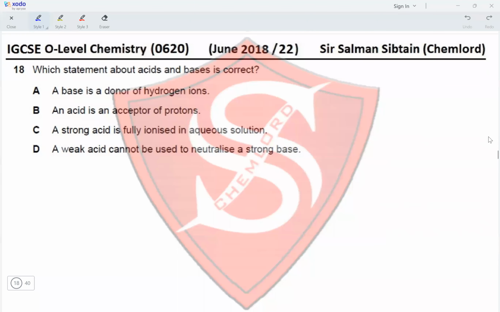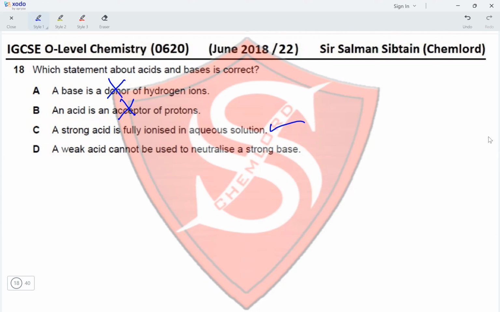Question 18. Which statement about acids and bases is correct? A base is a donor of hydrogen ions. No, a base is an acceptor of H+ ions. An acid is an acceptor of H+ ions. No, it is a donor of H+ ions. A strong acid is fully ionized in aqueous solution. Yes, that is the definition of a strong acid.